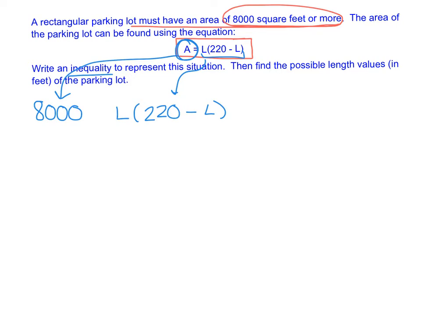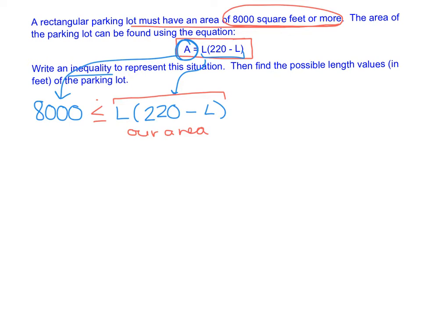And remember, this on the right-hand side is our area of our parking lot. That is how we calculate our area. And our area needs to be 8,000 square feet or more, which means it can be equal to, or it has to be bigger than, 8,000 square feet. So notice that our area, which is represented by this expression, is bigger than or equal to 8,000. So now that I've set up my inequality, we can now move forward and solve it.